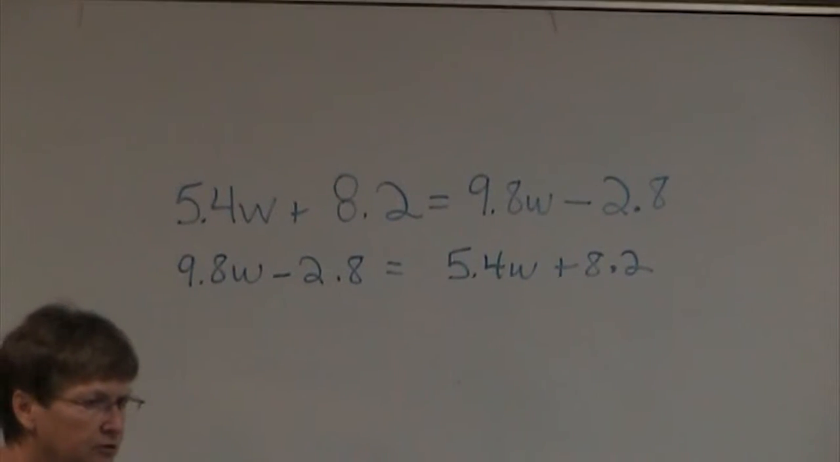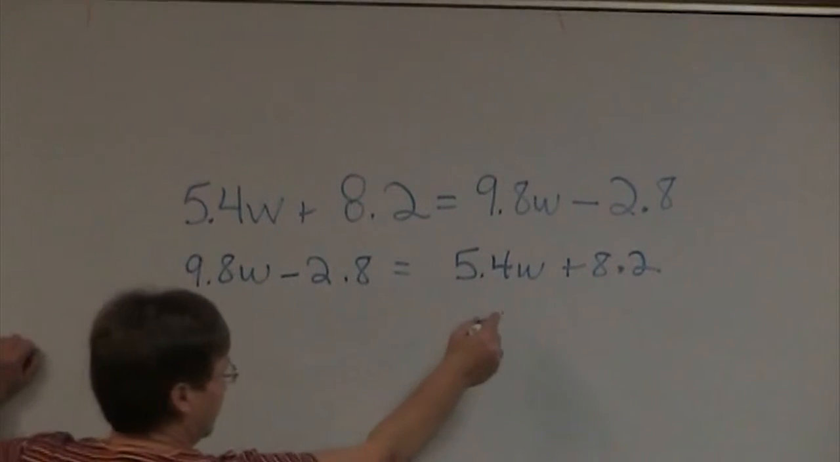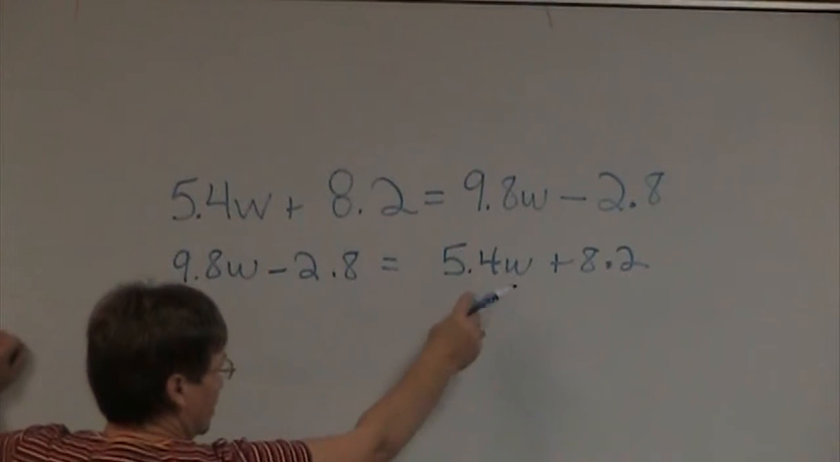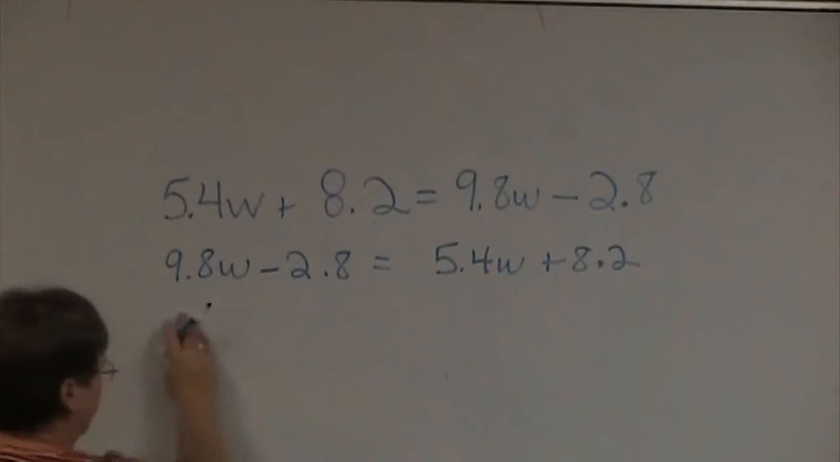Take 9.8W minus 5.4W. Very good. He looks ahead. He's going to subtract it from here, because if this is baby, he's coming over here to find mama, right? This W term is finding this W term.